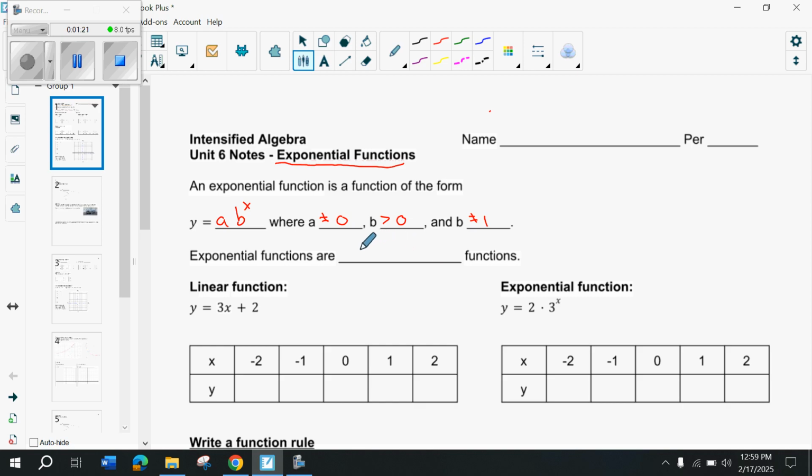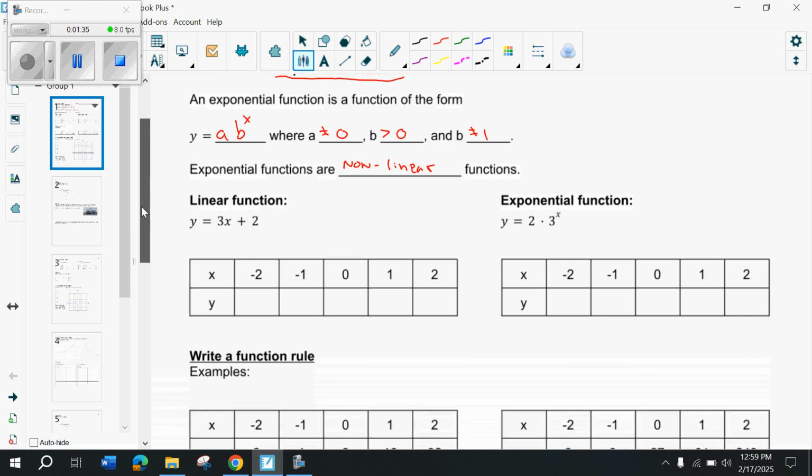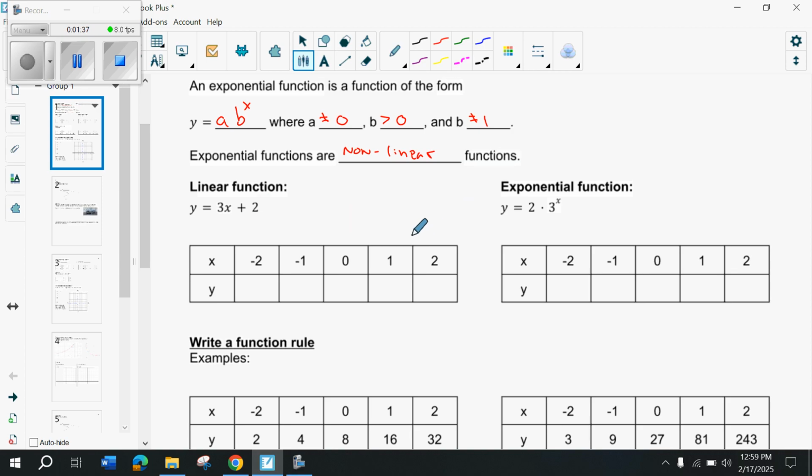So anyway, exponential functions are nonlinear functions, as I just said. Let's look at what we had before in terms of linear functions and exponential functions. When I have a linear function, for instance y equals 3x plus 2, I can figure out y values for any given x simply by substituting them in, and then I can see what's happening.